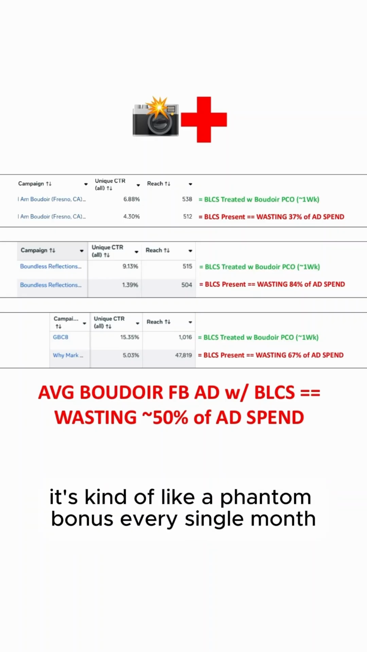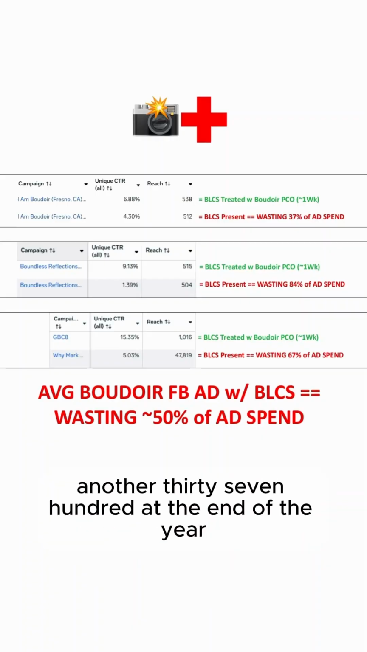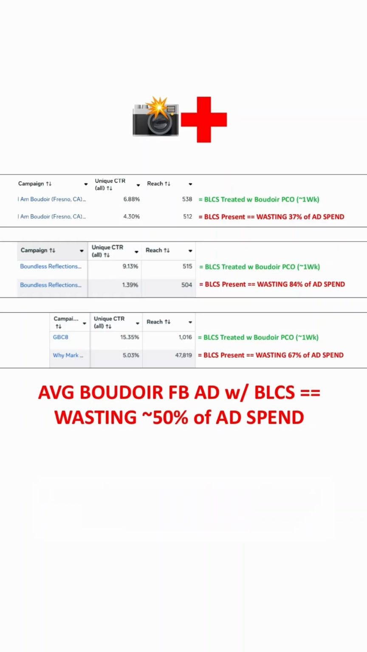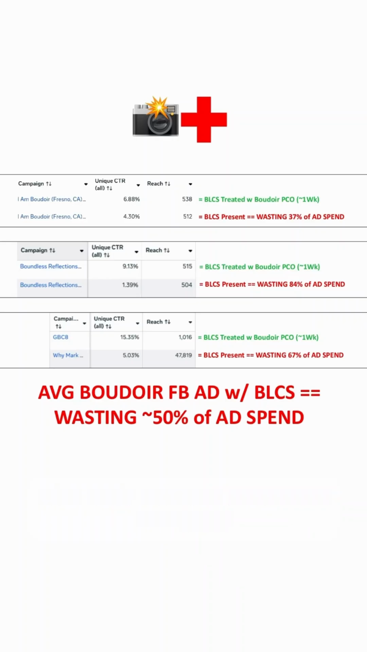It's kind of like a phantom bonus every single month. $3,700, $3,700, another $3,700. At the end of the year, it's like $40K. Literally for no extra effort, simply by being more efficient with their Boudoir Facebook ad spend.